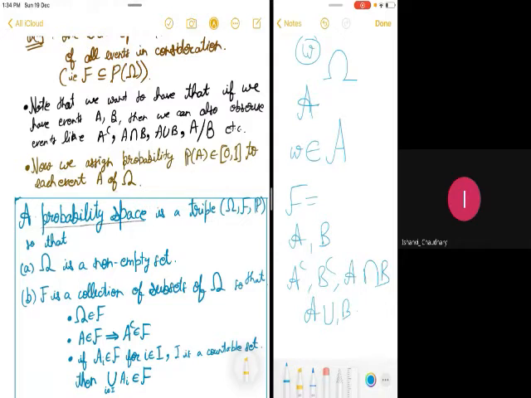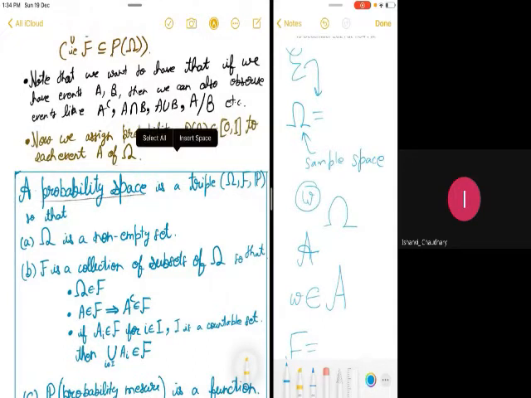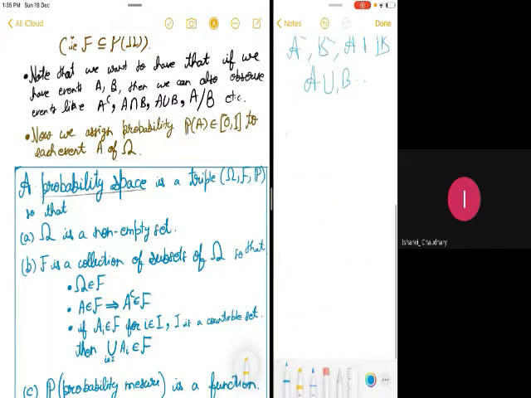So, with these, if A and B belong to F, then we want A complement to also belong to F, and A intersection B and A union B and so on to also belong to F. And now we assign a likelihood to these events, which is our probability measure P. So, now we formalize all of these.